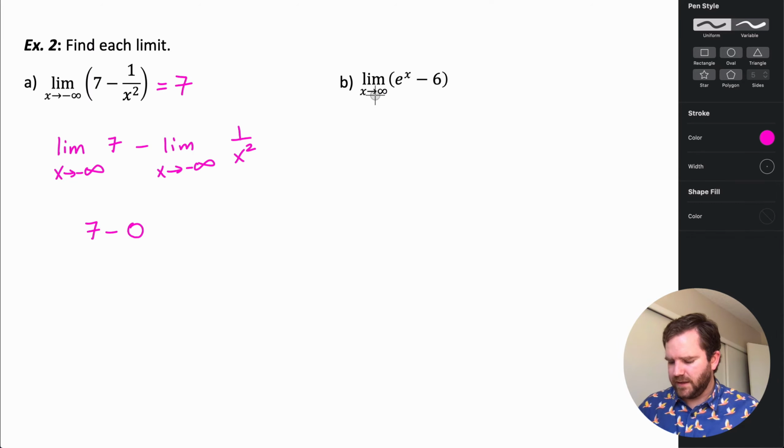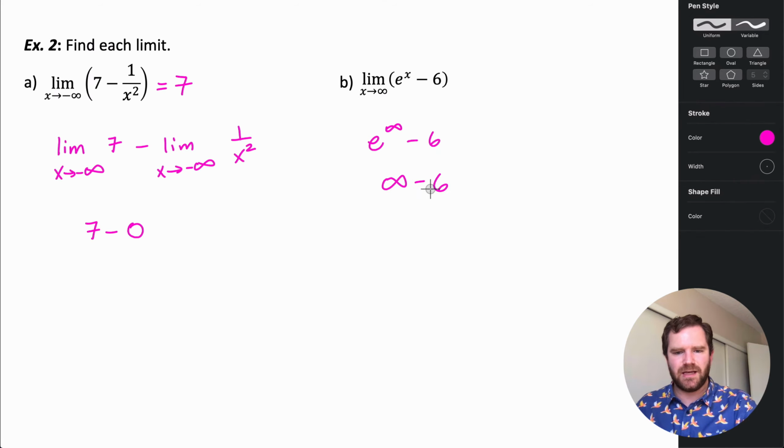If I plug in infinity here, this gives me e to the infinity minus 6. E to the infinity is just infinity, right? It's getting larger and larger and larger, minus 6. So if I subtract 6 from infinity, that doesn't really have any impact on the limit. So that would be infinity.